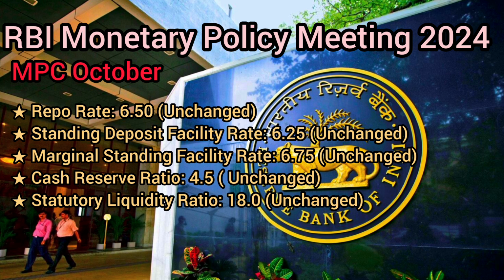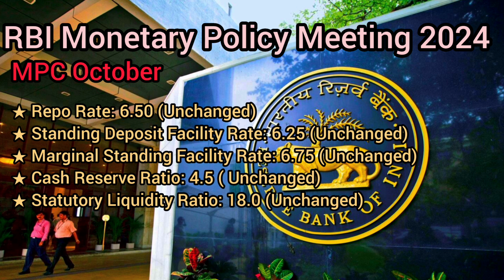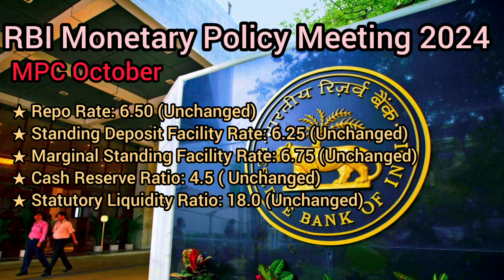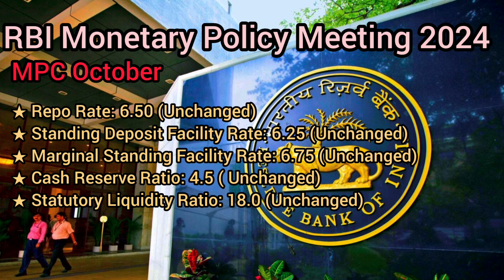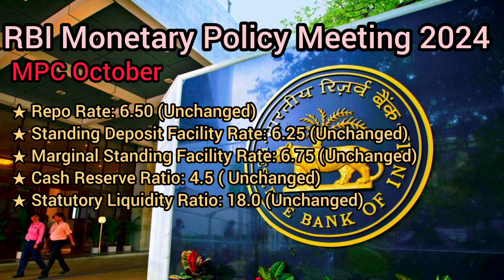Marginal standing facility rate, 6.75%. This is the rate at which banks can borrow overnight funds from the RBI against their government securities, typically at a higher cost than the repo rate. Keeping this rate unchanged indicates that the RBI doesn't foresee an immediate need for banks to access emergency funds at a higher rate, suggesting that liquidity conditions are stable.